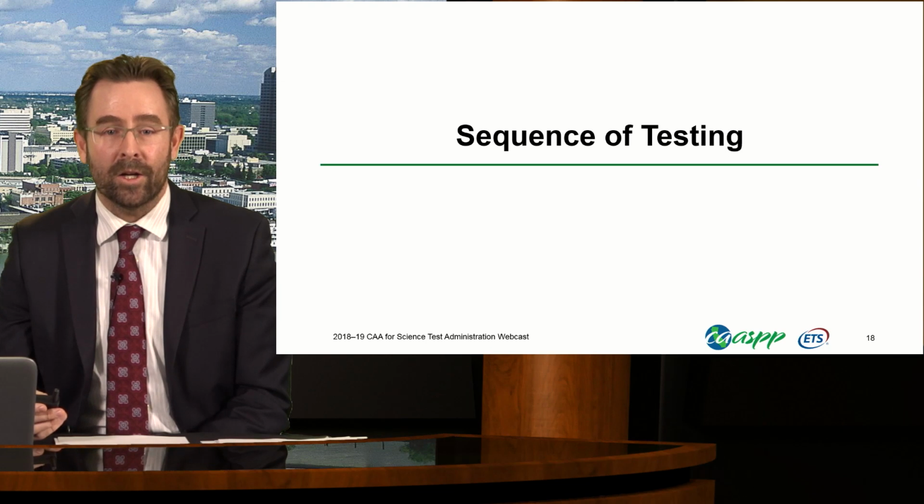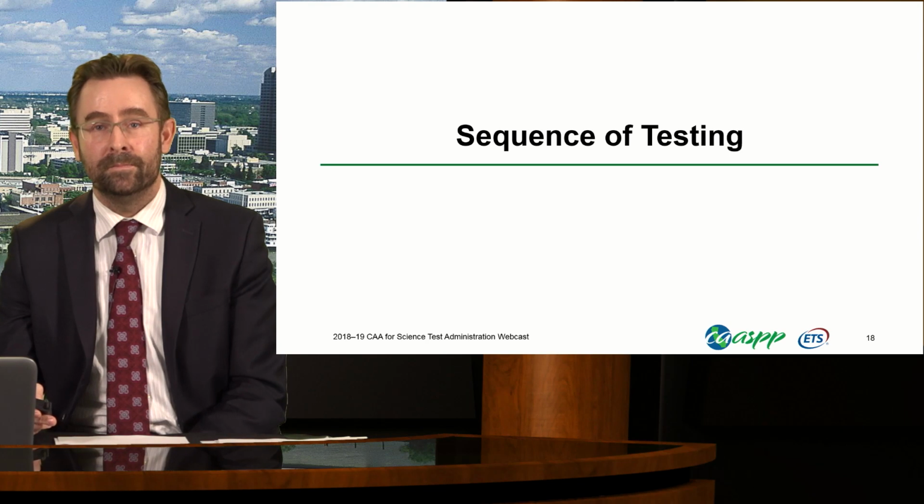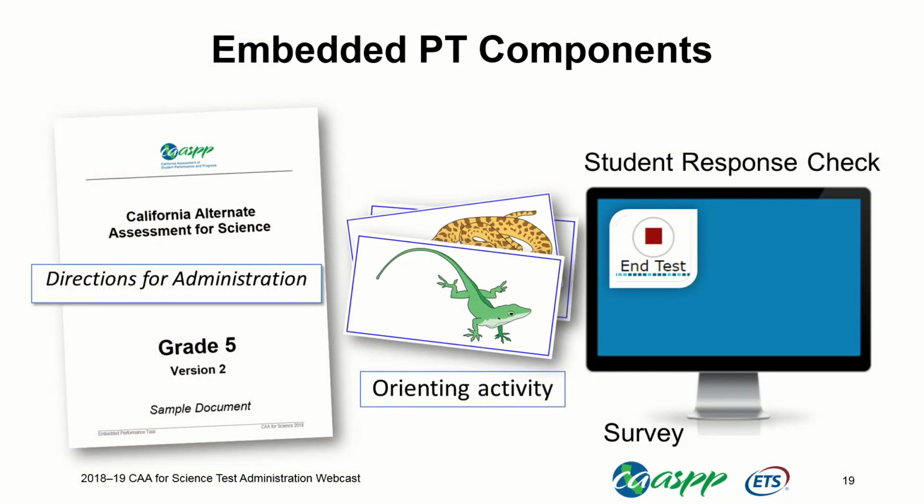So let's now go step by step through the process of how one embedded performance task is administered. Hopefully this graphic will help as we explain this process. This graphic aims to represent the key components of an embedded performance task. Each embedded PT has the DFA that you've heard us mention already a few times. That's really a critical starting point for any embedded PT. It'll guide test examiners through every aspect of what they need to do to prepare for and then actually administer the embedded PT on test day.